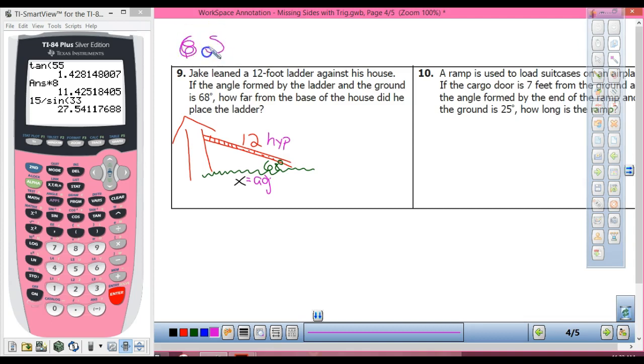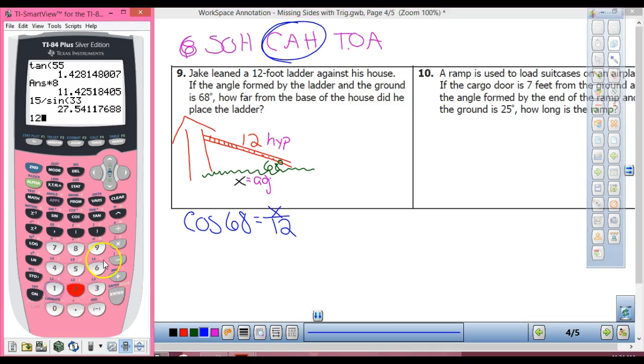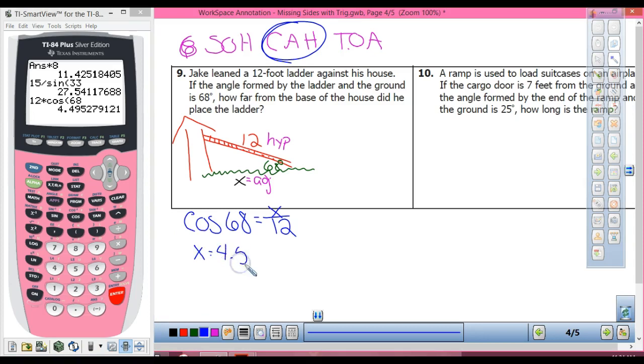Okay, so we've got to look at that. I've got adjacent and I've got hypotenuse. The only one that uses adjacent and hypotenuse is cosine. So I've got to use cosine. Okay? So cosine of 68 equals adjacent x over 12. So x is 12 times cosine of 68. Excuse me? 4.51.